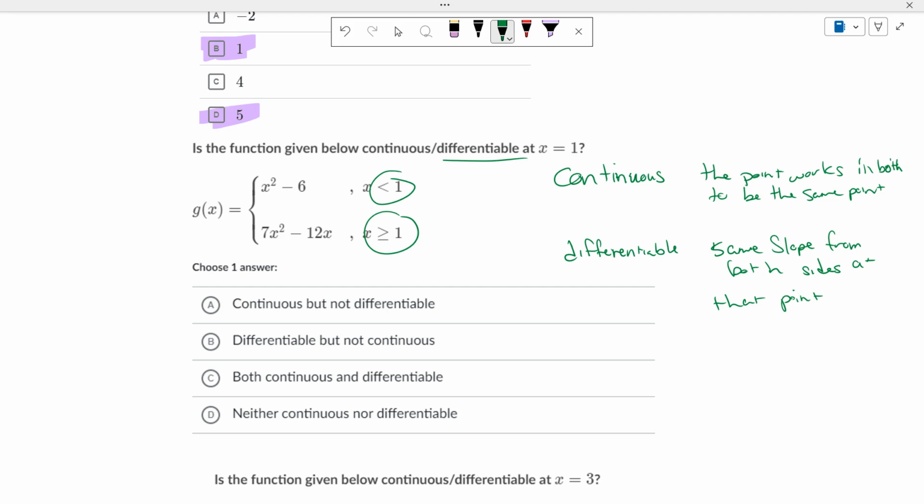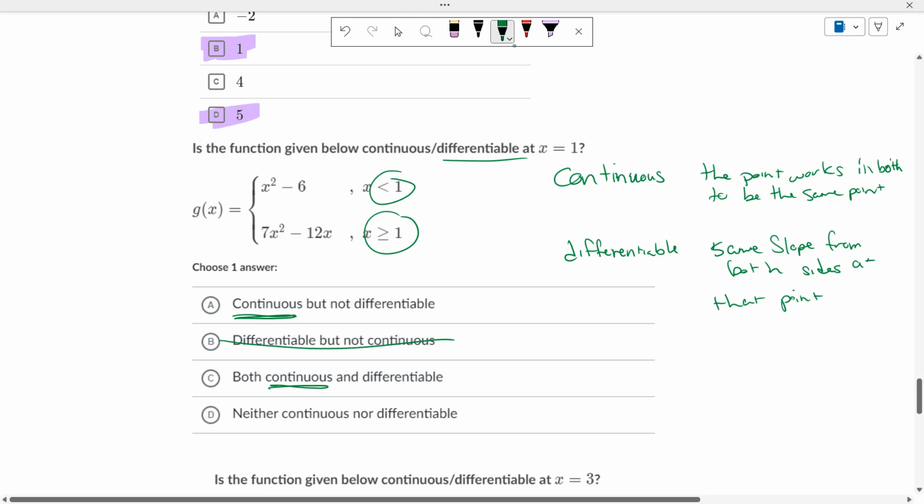Let's look at continuous first on this one, and then we'll talk about differentiability. Continuous. If I put a 1 into this, what do I get? -5. If I put a 1 here and a 1 here, I get 7 minus 12, which is -5. So yes, it is continuous. So it must be either A or C. Now we have to figure out if it's differentiable.